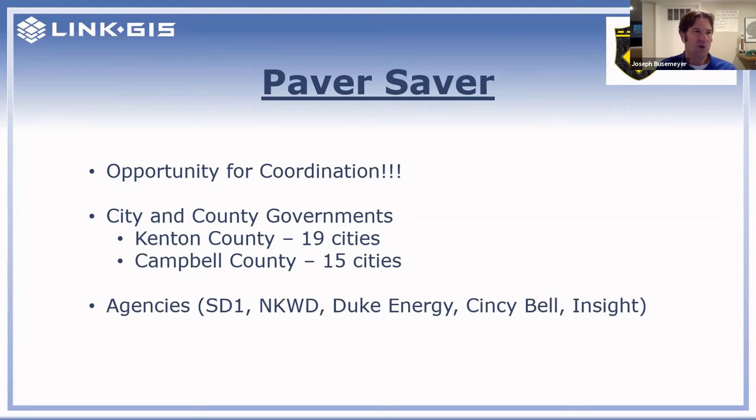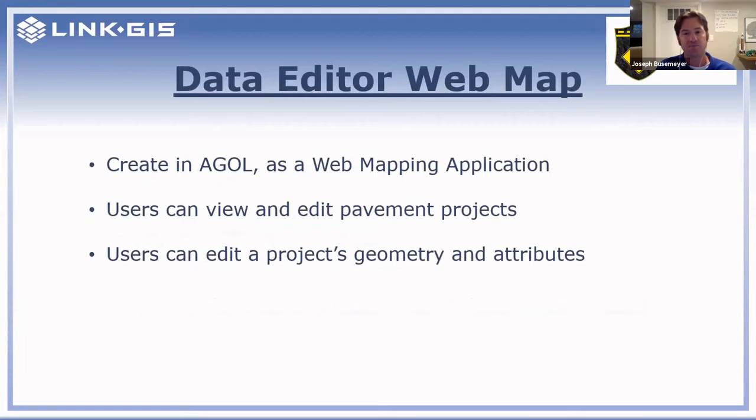As I mentioned, we administer GIS for Kenton and Campbell counties, Pendleton as well, but this project is really serving Kenton and Campbell. And in those two counties, we have a combined 34 cities alone. So we've got the two counties, we've got 34 city jurisdictions, and then a multitude of agencies within Northern Kentucky. And there's probably others that I don't have listed here as well. The idea is to get people to start talking to each other and coordinating, and maybe they can tear up a segment of street once instead of twice.